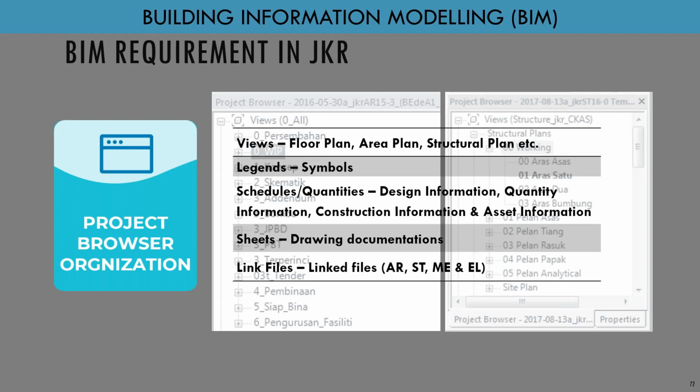Okay, so they will consist of views for the floor plan, area plan, structure plan. For the structure engineer, they must generate the structure plan. Okay, for the legend symbols, and then the schedule quantity. Then it generates the schedule quantity, design information, quantity information, construction information, and asset information, and sheets, drawing documentation and link file. We need to make sure that the model is already linked with other disciplines.